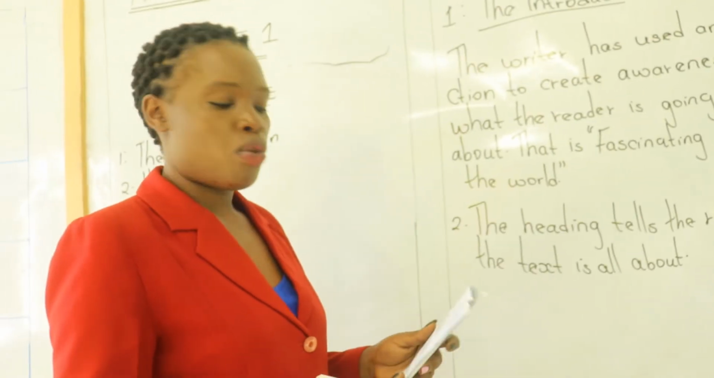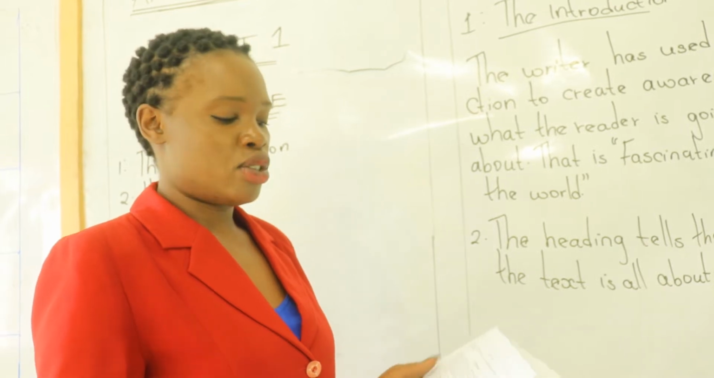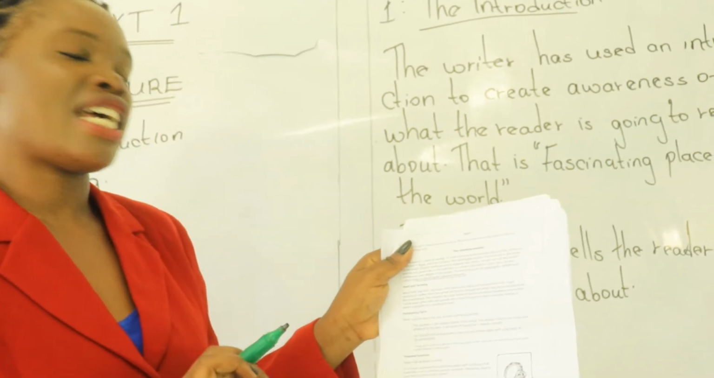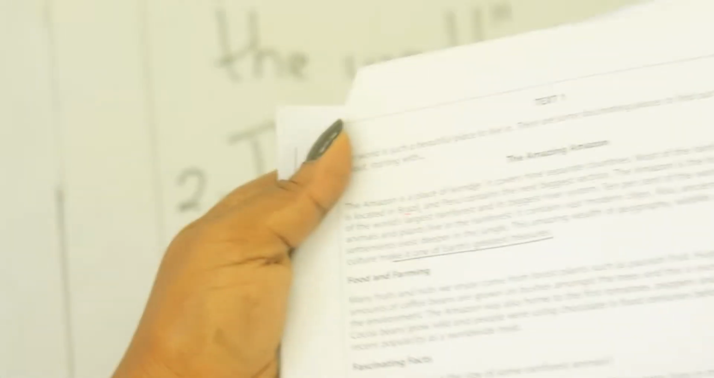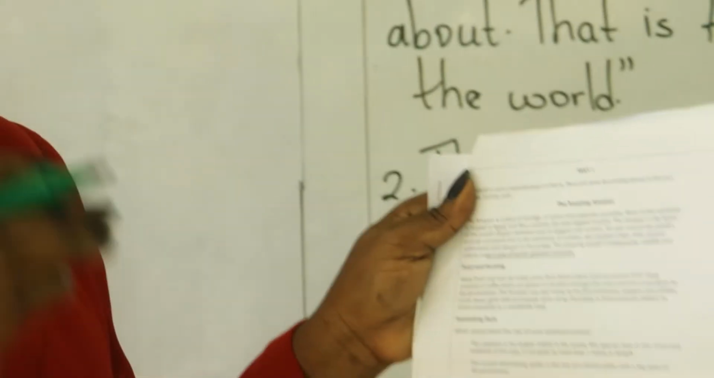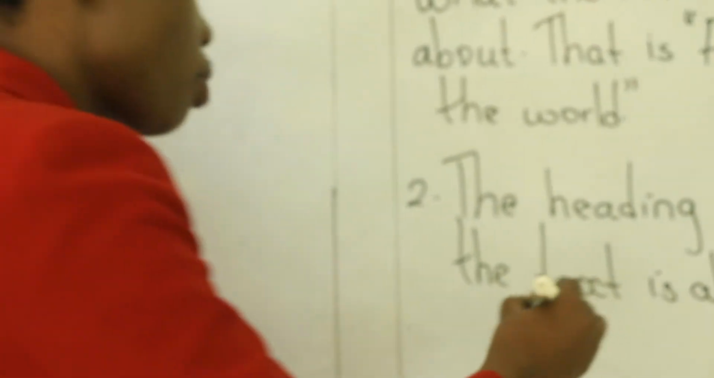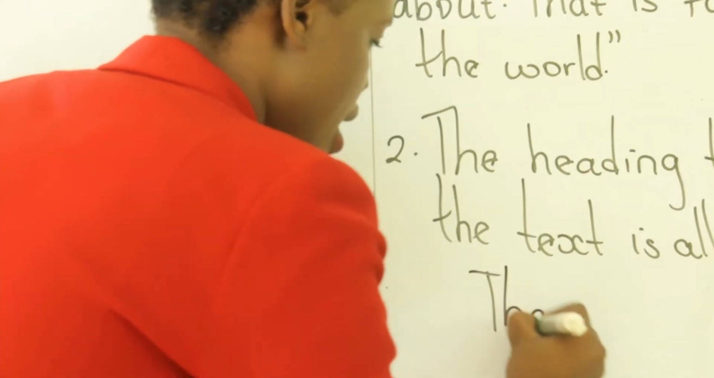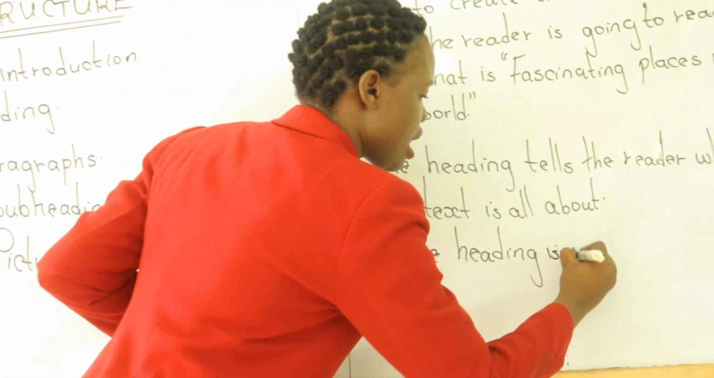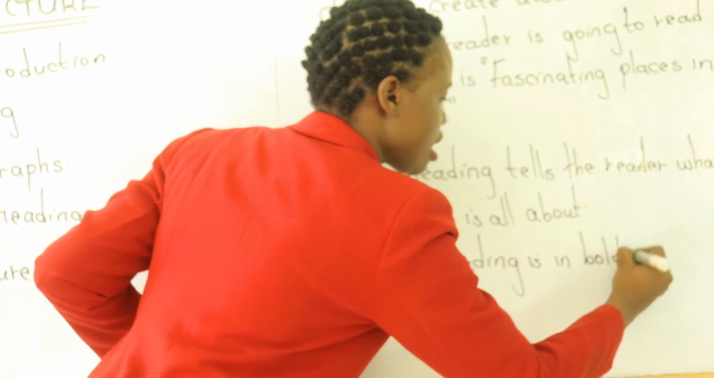Let's look at the title furthermore. The amazing Amazon. The title is in bold letters. Not the title, the heading. The heading is in bold letters. The reason why the writer has put the heading in bold letters is to attract the attention of the reader, to make the heading stand out and attract the attention of the reader. So we go on and say the heading is in bold letters.